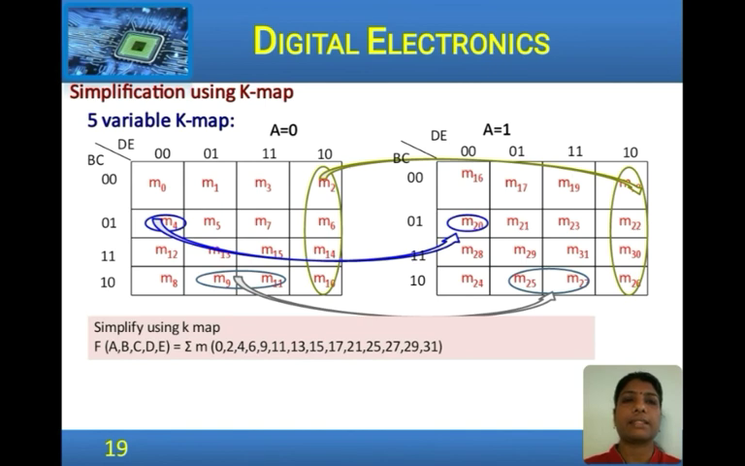Next, let us consider simplifying 5 variable K-maps. When we have a Boolean expression having 5 variables, then we need to use a 5 variable K-map. In this case, the number of cells that would be required would be 2 power 5, that is 32 cells. So here we use two 16 cell K maps. In one A is made 0, in the other A is equal to 1. And B, C, D, E are plotted similar to a 4 variable K map.